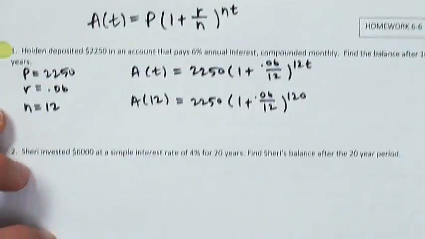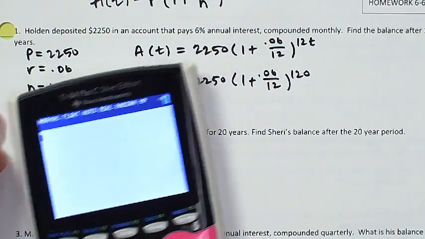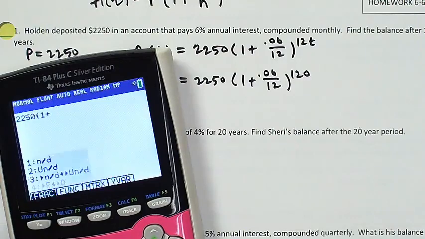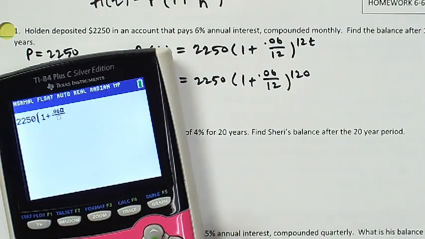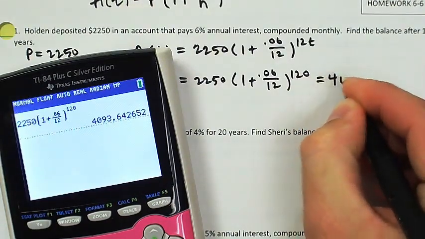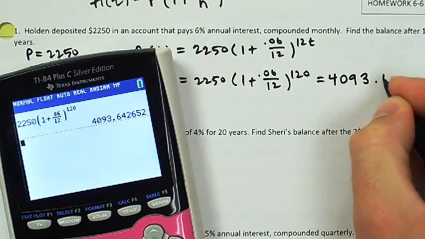This is definitely a job for the calculator. So I'm going to go over here and grab that calculator. And if you got the fraction bar, you should type it in just like you see it. Then we get $4,093.64.